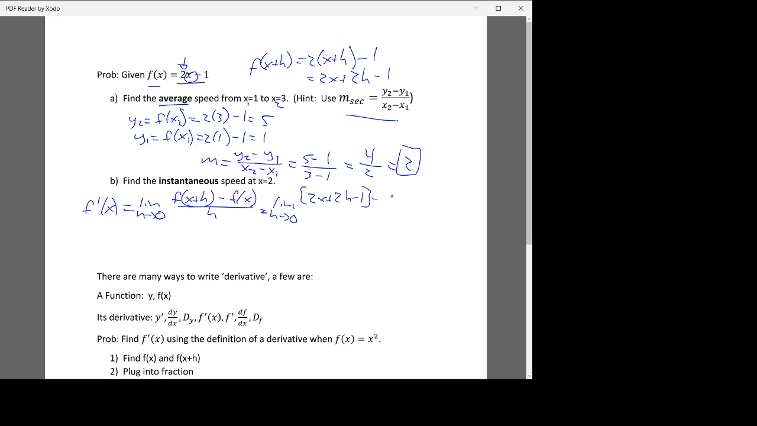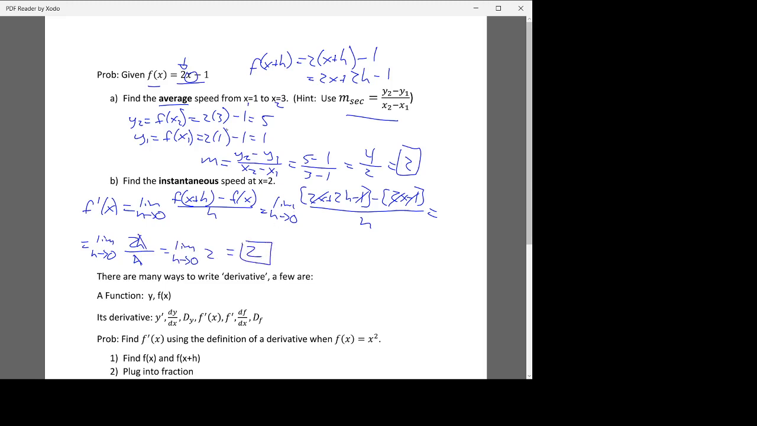And then the f of x is 2x minus 1. These brackets are very important. Now you can see the 2x cancels. The minus 1 cancels, and we're left with the limit as h goes to 0 of 2h, all that other stuff is 0, over h. And now you see, oh, the h's cancel. So we have the limit as h goes to 0 of 2. Well, it doesn't matter what h is. There's nothing to plug in. It's just going to be 2.